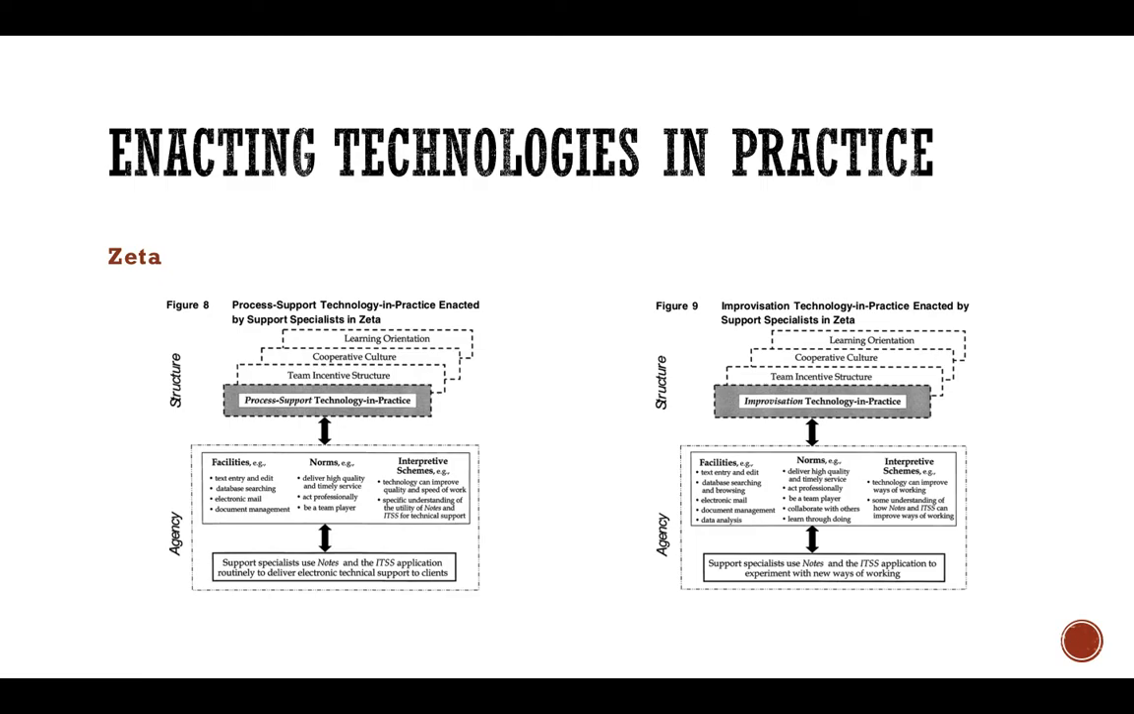But in improvisation technology in practice, the support specialists used it to experiment with new ways of working. So they used it to experiment whether high quality and timely service can be delivered through the system, and it was used to collaborate with others, and through trial and error they learn to add more efficiency to the work. So they use the mail system, the document management, and data analysis through the software.